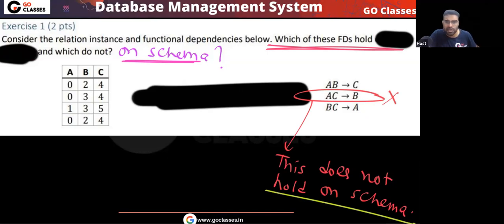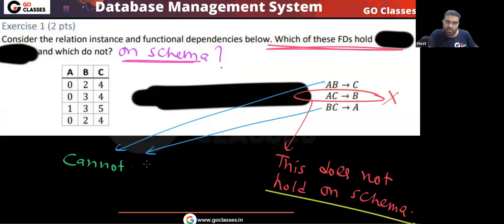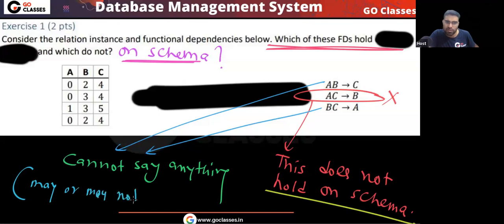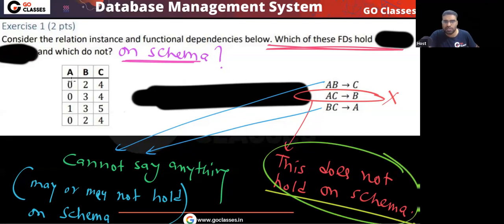What about the remaining ones? For these two, we cannot say anything. They may or may not hold on the schema. Is this clear? But definitely I can say that AC determining B will not hold. Now let's move on.